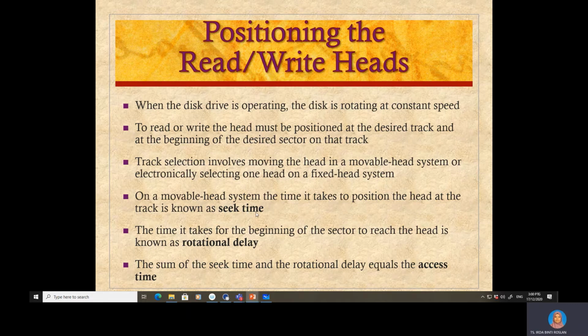On a movable head system, the time it takes to position the head at the track is known as seek time. Seek time is the time to seek the right track. We call it seek time.